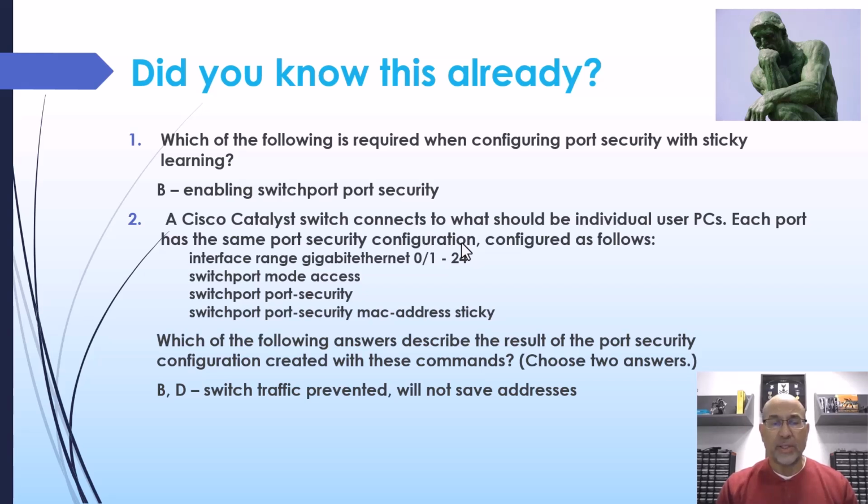Number 2, a Cisco Catalyst switch connects to what should be individual user PCs. So those would be access ports, right? Each port has the same port security configuration, configured as follows. So there's the range command, everybody's been made an access port, port security has been turned on, and then switchport port-security mac-address sticky has been enabled as well. So that means I'm going to learn whatever MAC address is there. Which of the following answers describes the result of the port security configuration created by these commands? Choose 2.